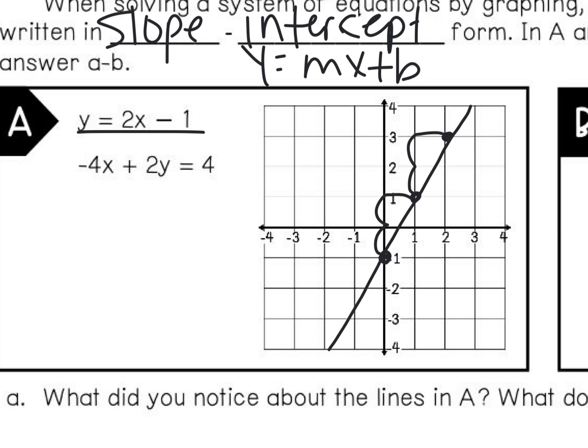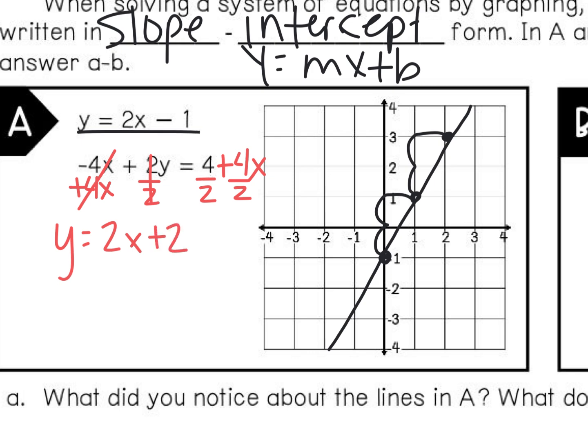But when you do the second one, you have to change it first. On our last test, we had that question. You have to change it to slope-intercept in order to graph. You cannot graph from standard form. So we're going to move the x. We're going to divide everything by that number in front of y. So y equals 2x plus 2.